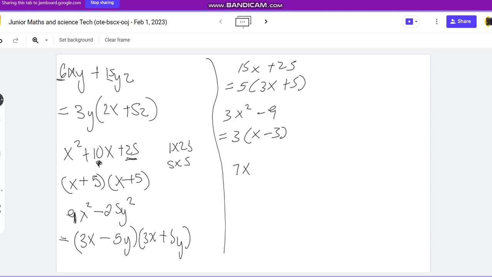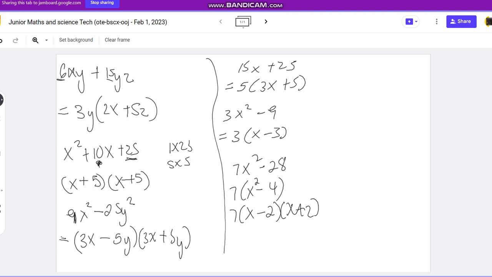7x squared minus 28. This will just be a 7 here, and then an x here. After then you will have 28, 7, 14, 21, 28, minus a 4, and then 7, this is squared here, and then you'll have x minus a 2, and then x plus a 2. Do you get it?